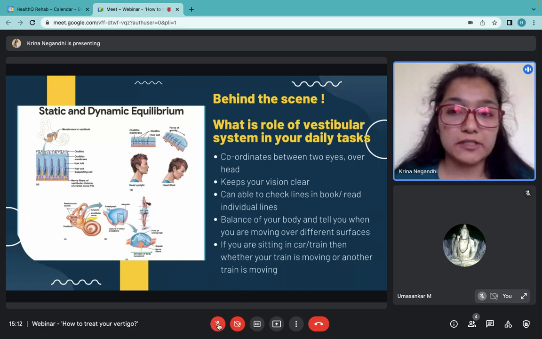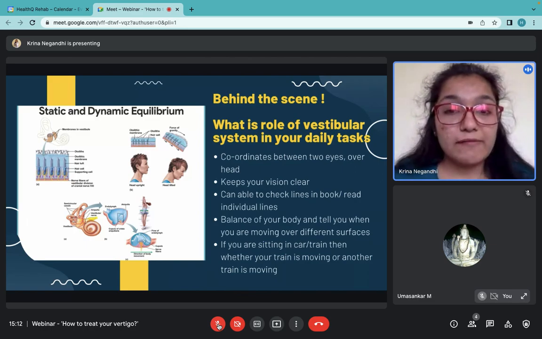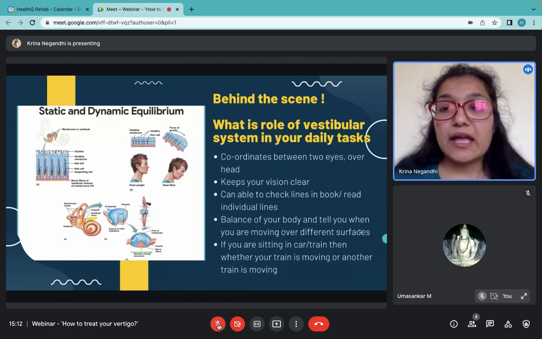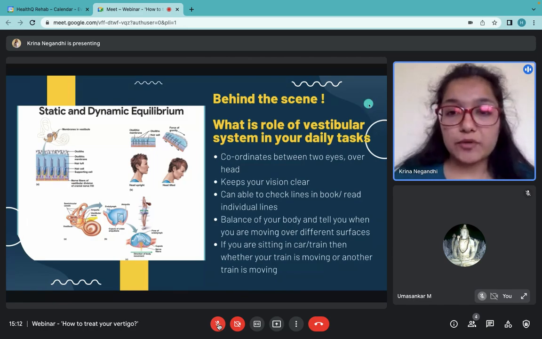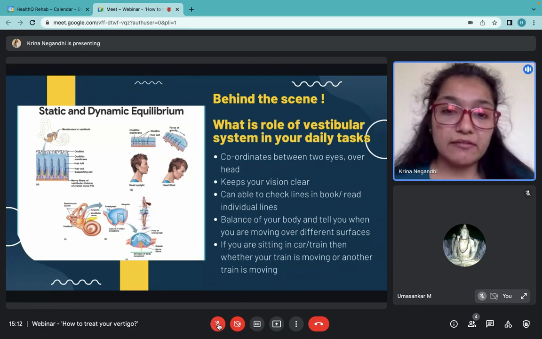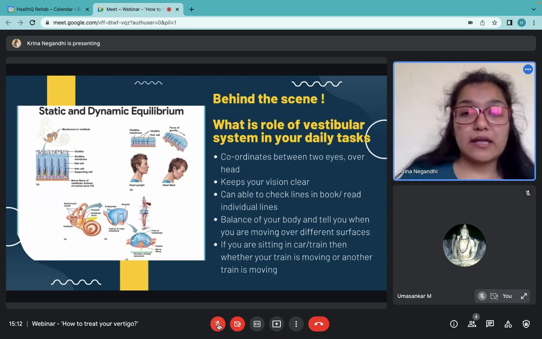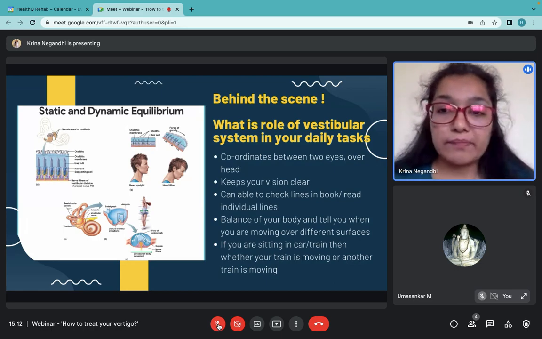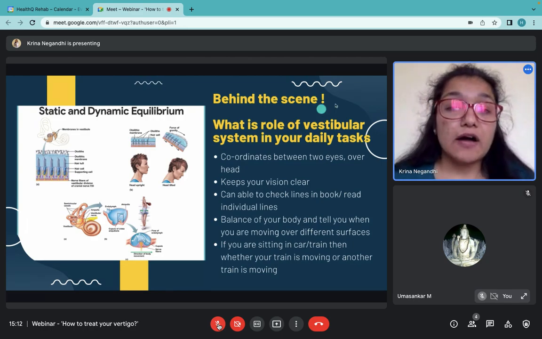Let's understand how this works. So what is the vestibular system all about? The vestibular system is basically in the background, acting as a behind-the-scenes process. So when the vestibular system is deactivated, we suffer from a lot of problems in our daily tasks. These daily tasks include coordination between the two eyes, and also with the head. So this coordinates the vestibular system.